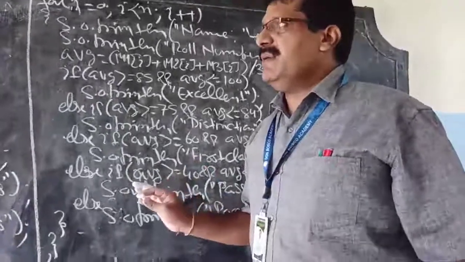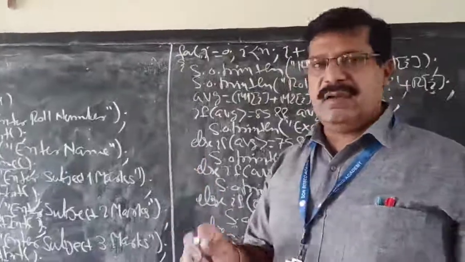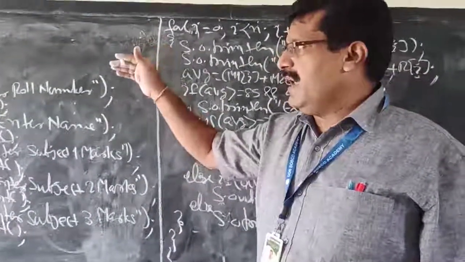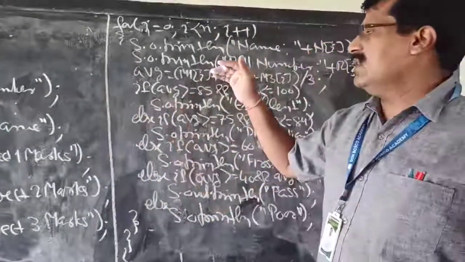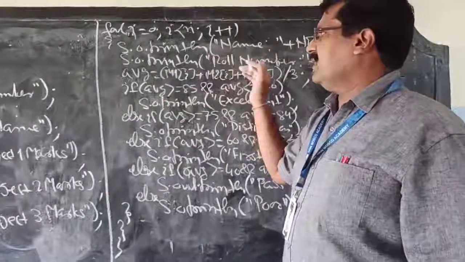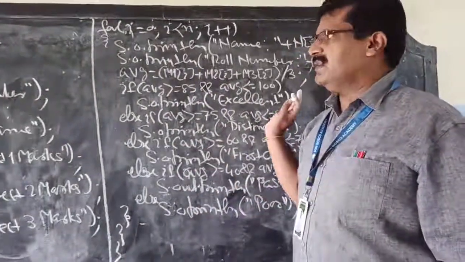So this was question number 17 and this is the last program for the array chapter. So what we have done: we have created 5 arrays. We have input the roll number, name, first marks, second marks, third marks. In the next loop, we have printed the name, printed the roll number, calculated the average, and according to the given condition, we have printed the remarks.